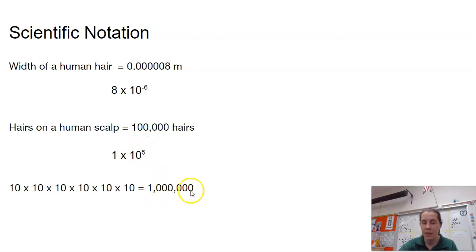And this number is 1, 2, 3, 4, 5, 6. That's how many times we'd have to move it. Just as an illustration of how we get these numbers, that's 10 times 10 times 10 times 10 times 10 times 10, which is 6 tens. So that gives us 1 times 10 to the 6th. That's what the 10 in the scientific notation tells us.